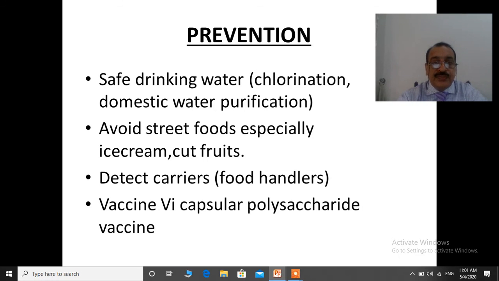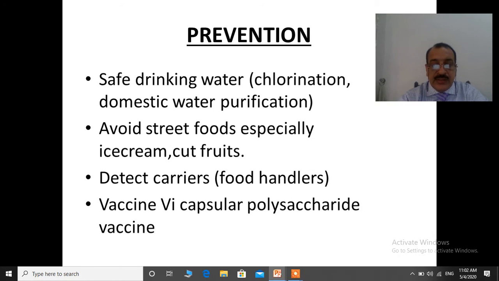Prevention is through drinking safe water and avoiding street foods, especially ice creams, cut fruits, etc., because they might have been contaminated by the Salmonella typhi and can cause the disease. The food handlers should be screened, and if they are asymptomatic carriers of the organism, they must be treated before they start working in the food industry or restaurants.